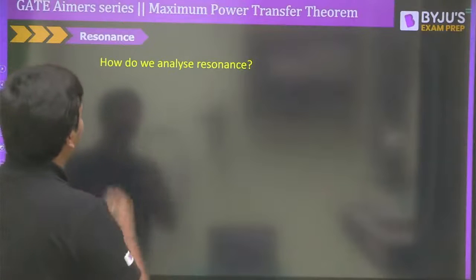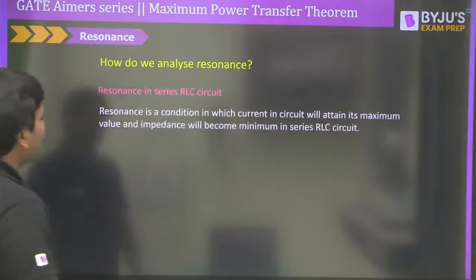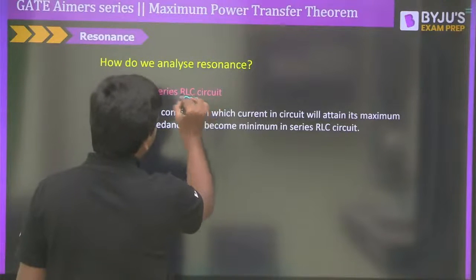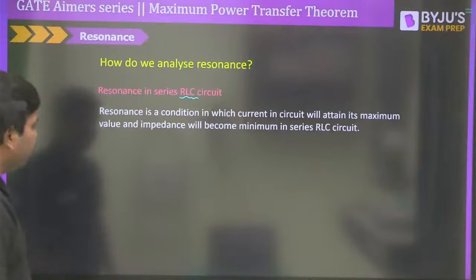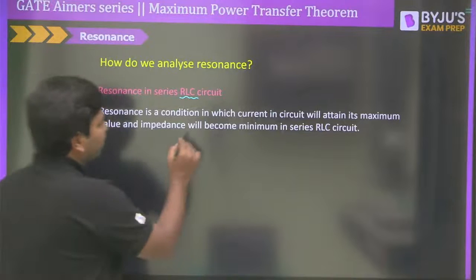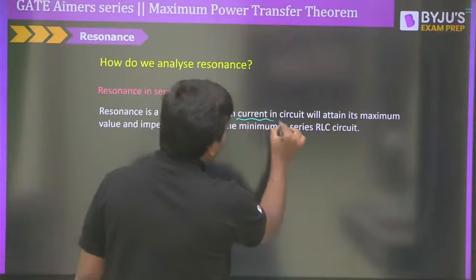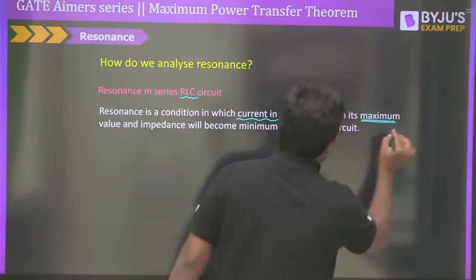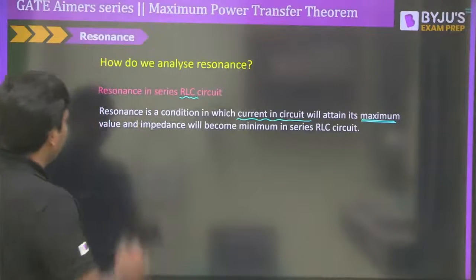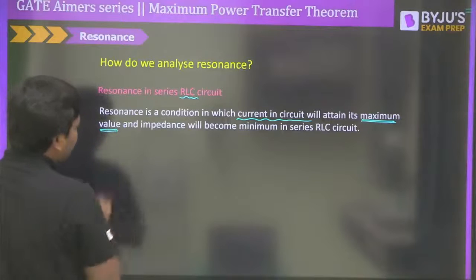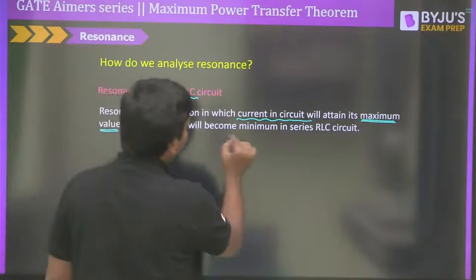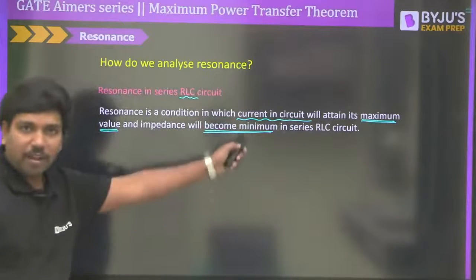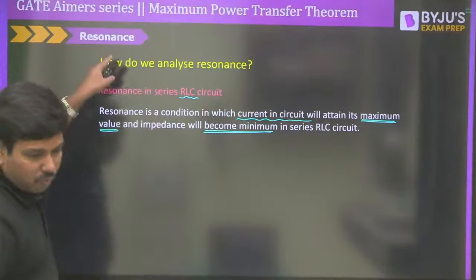How do we analyze the resonance? Number 1, if you have a series RLC circuit, suppose the resistance, inductor and capacitor are all connected in series, then resonance is the condition in which the current in the circuit will attain its maximum value. Please try to understand this. So in a series RLC circuit, current should attain the maximum value and impedance will be very, very small. That means impedance should become minimum once you go for a series RLC circuit.